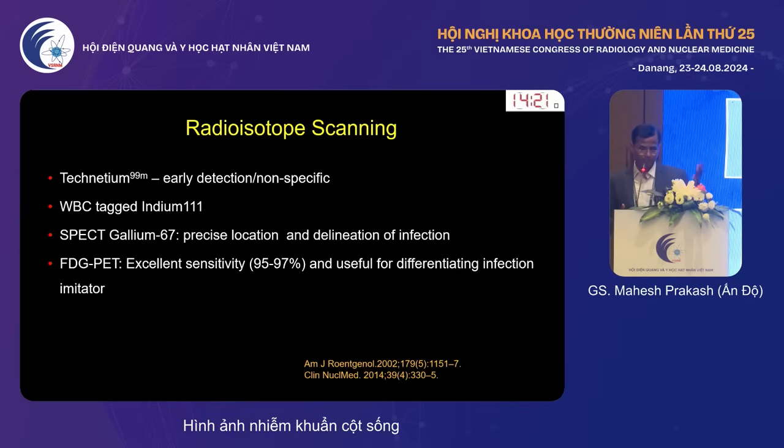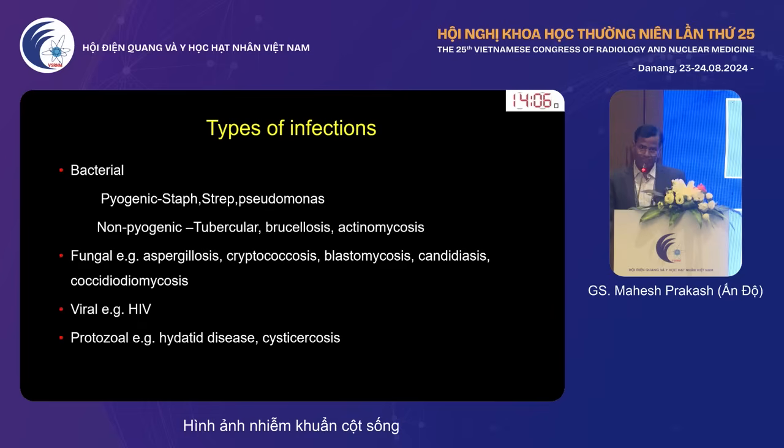So the MR as well as the PET scan have a very important role in infections, and depending upon the indications, disadvantages and availability, you can use them. So what are the types of infections?